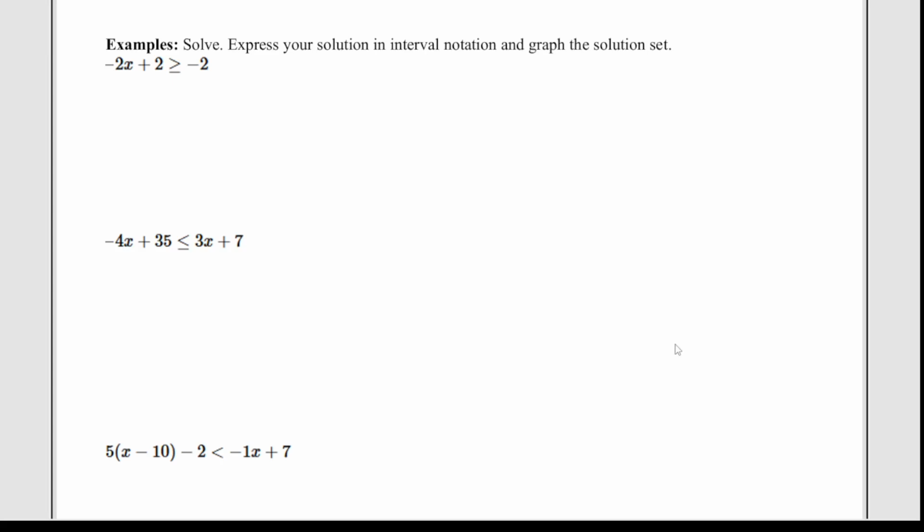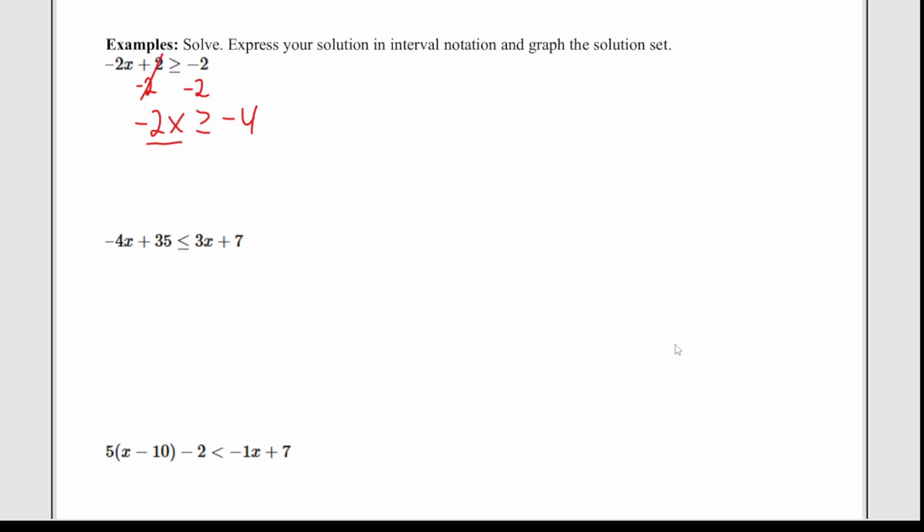So for this next one, first things first, I want to get the x by itself, preferably on the left-hand side. So I'm going to undo these constants. I'm going to subtract 2 from both sides to undo adding 2 on the same side as the x. So I'm left with negative 2x is greater than or equal to negative 4.